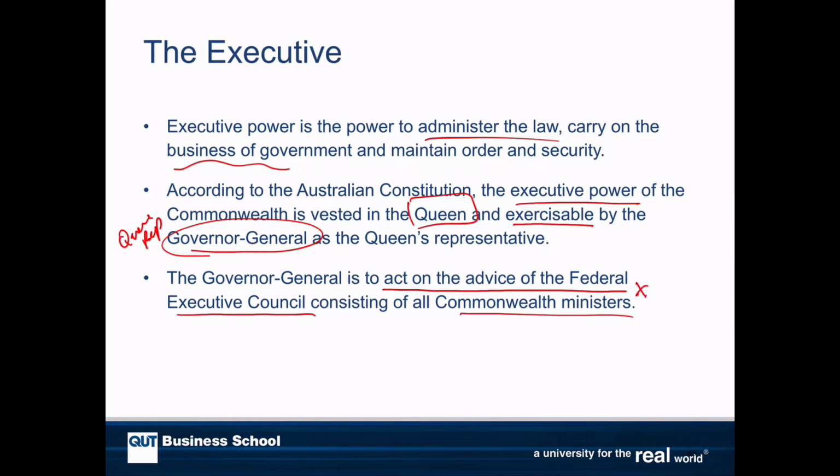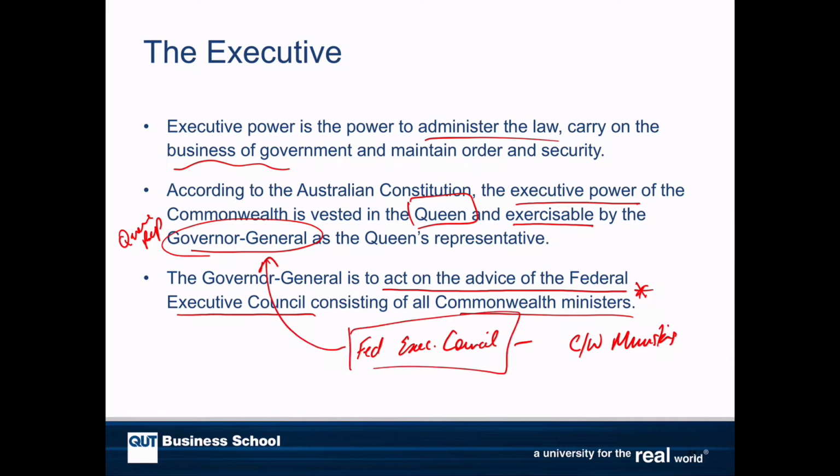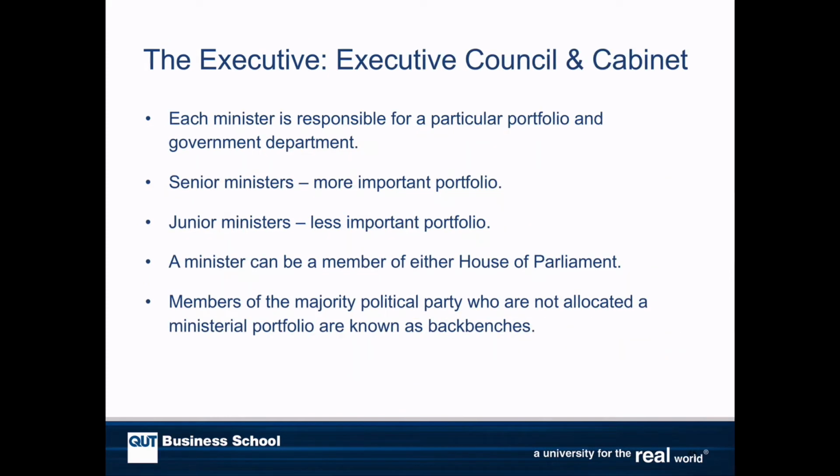So this is actually where the power lies, with the Federal Executive Council, which are the Commonwealth ministers. So the Governor-General actually takes the advice of this group and exercises the Queen's power. So this is the group that makes the decision and implements and administers the law. So what is this Federal Executive Council?